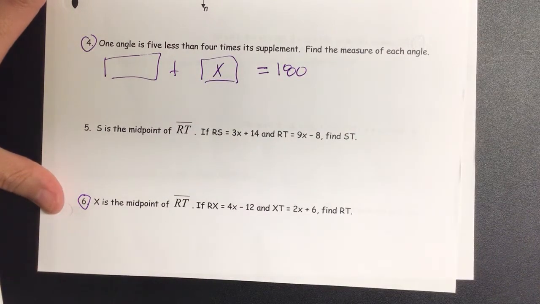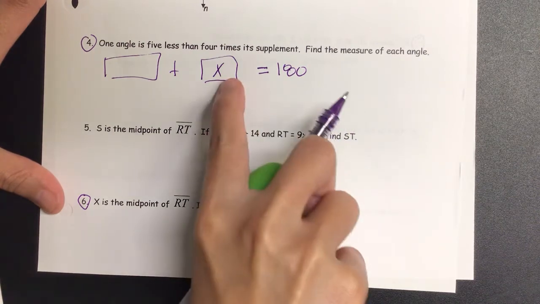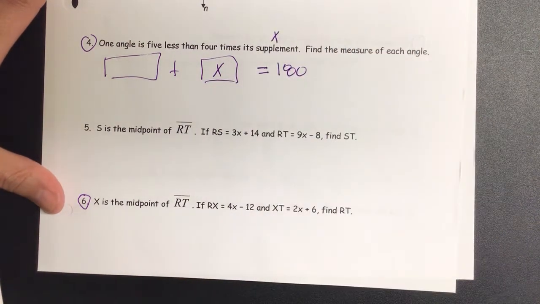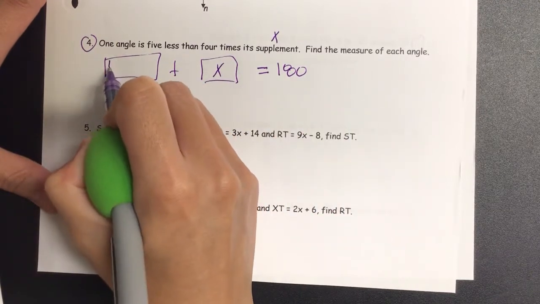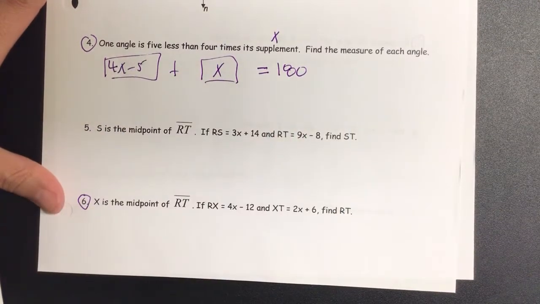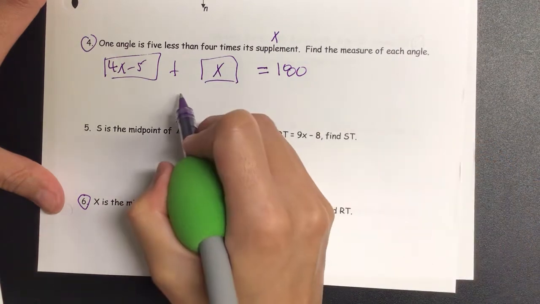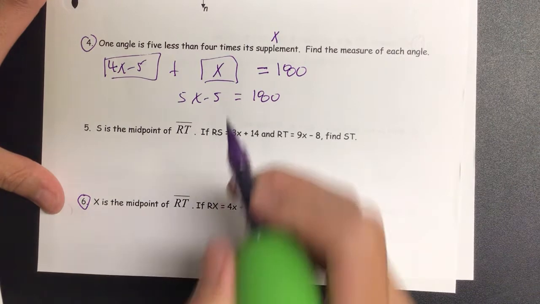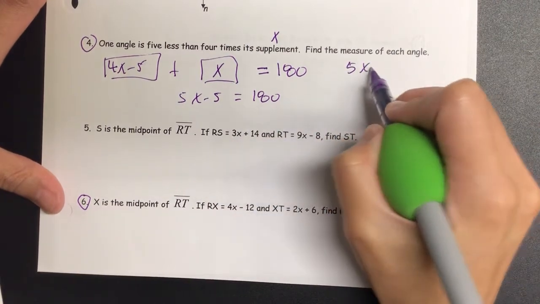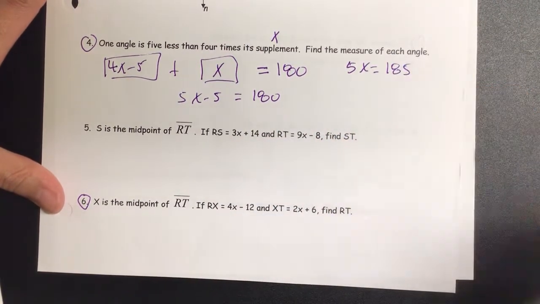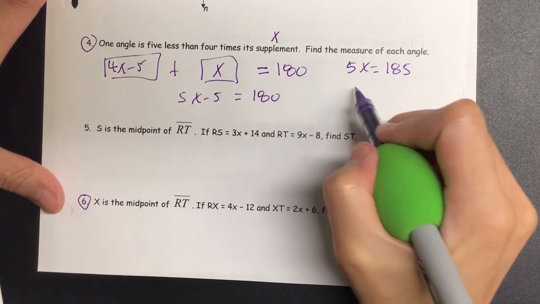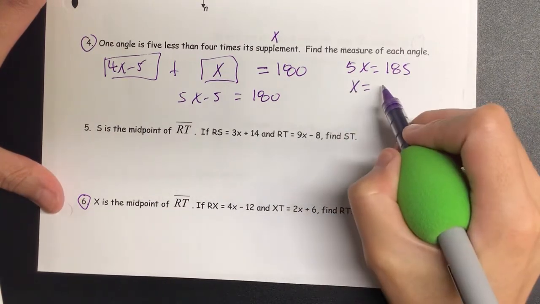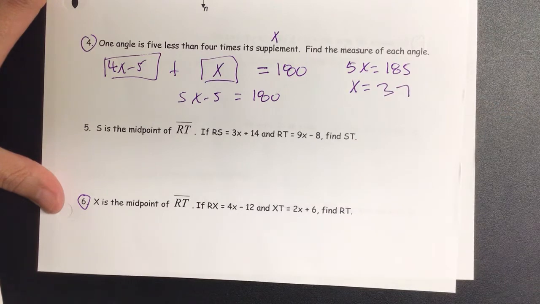So let's look at the expression. When something is 5 less than 4 times its supplement, and its supplement is x, I would say 4x what? Minus 5. And when I combine like terms, we get 5x minus 5 is 180. Then I have 5x equals 185. Good so far? How many must be my x then? 37.